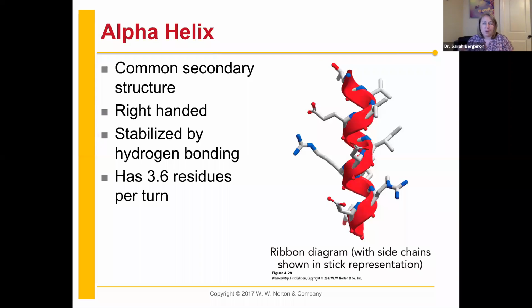Just like in the video, it's stabilized by hydrogen bonding within the backbone, right? This is really common in proteins because a lot of times strands of amino acids, your primary sequence, will spontaneously fold into an alpha helix. And once that happens, it's stabilized by those hydrogen bonds.